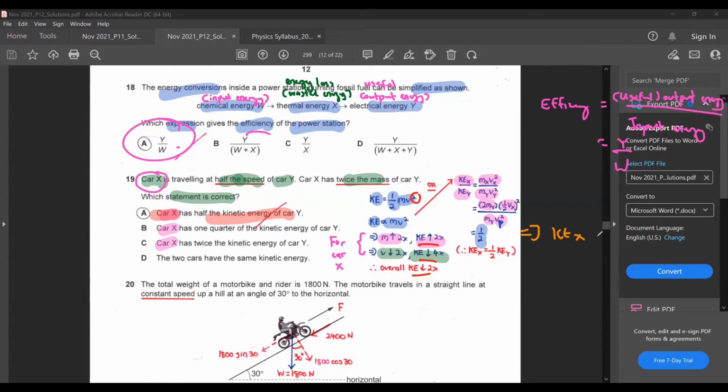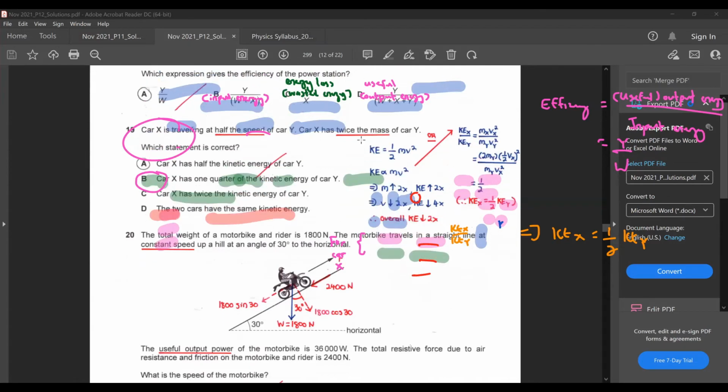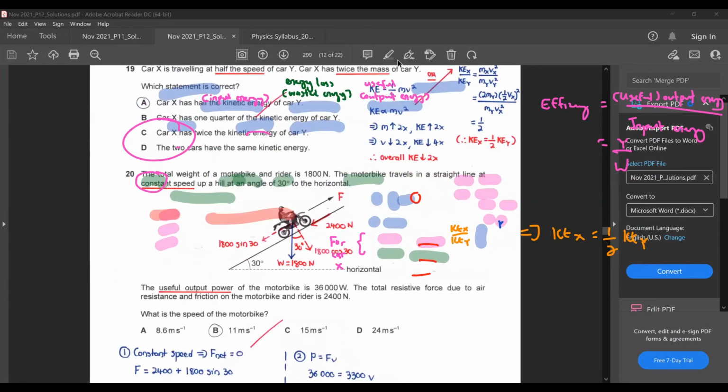This in turn tells you KEX is half of KEY. Okay, because this is KEX to KEY, right? So it gives you this now. You're still going to get the same answer. Answer is A. Okay, right? So just use whichever you like now. Okay, so that one is number 19. Then we move on to number 20.